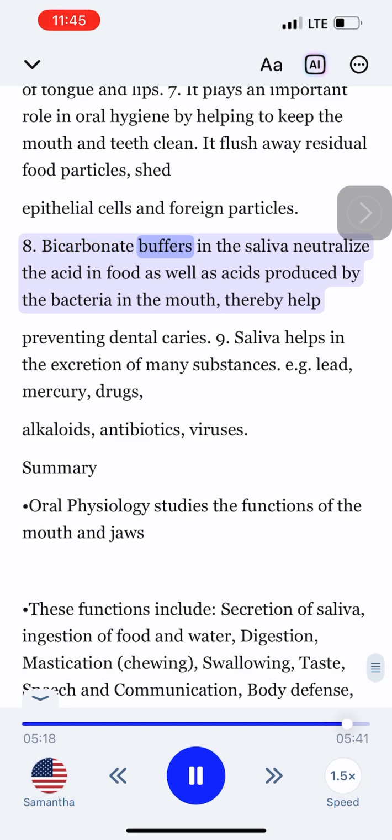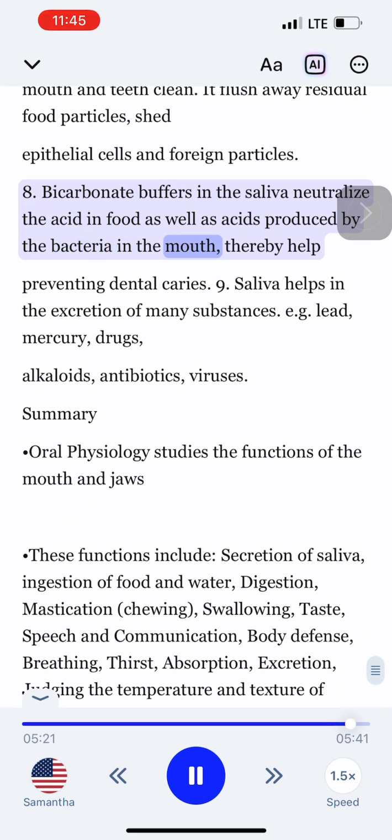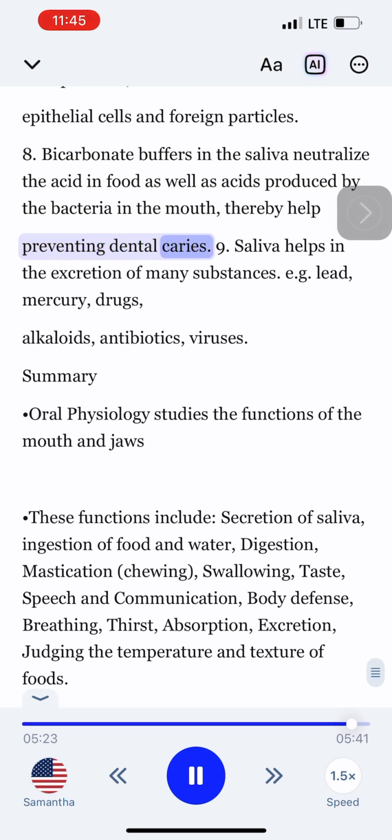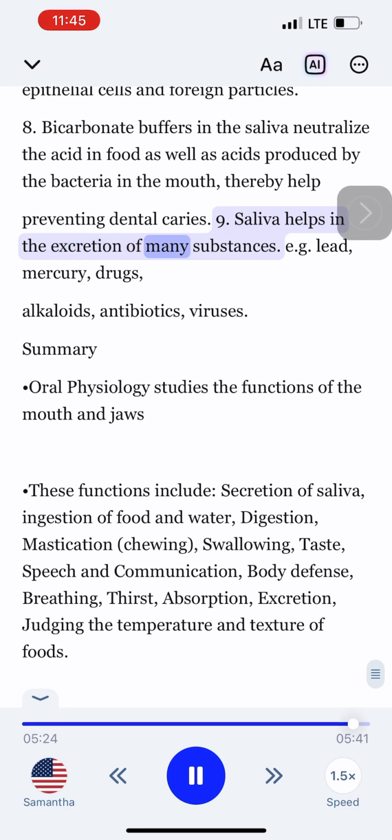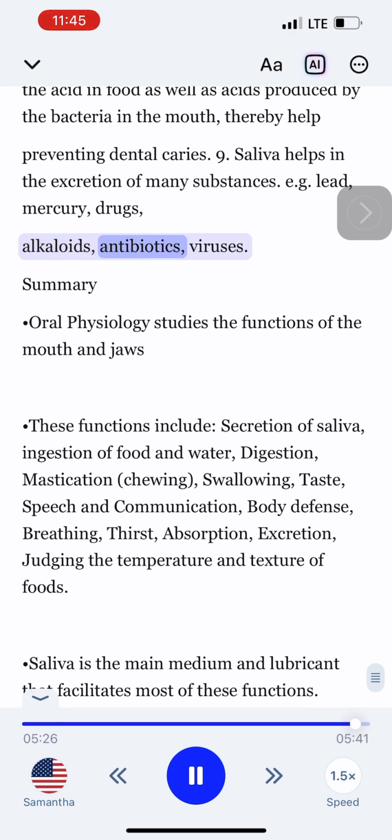7. Bicarbonate buffers in the saliva neutralize the acid in food as well as acids produced by the bacteria in the mouth, thereby helping prevent dental caries. 8. Saliva helps in the excretion of many substances, e.g. lead, mercury, drugs, alkaloids, antibiotics, viruses.